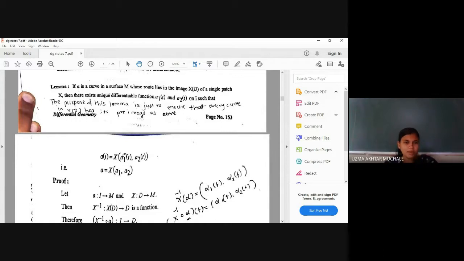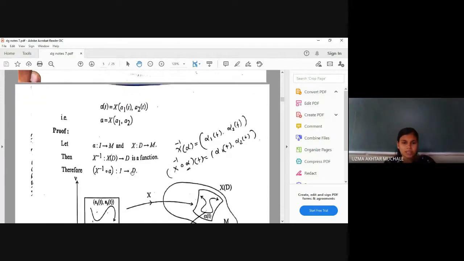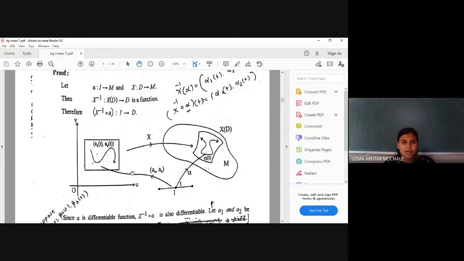What is the lemma? If alpha is a curve in a surface M whose trace lies in the image x of D of a single patch x, then there exist differentiable functions a1 and a2 such that alpha of t is equal to x of a1 of t, a2 of t. In the last lecture, I showed you on the board how these functions exist, what the domain and codomain are, how x inverse is defined, and what x inverse of alpha will be. I showed you in detail on the board how the function is defined.